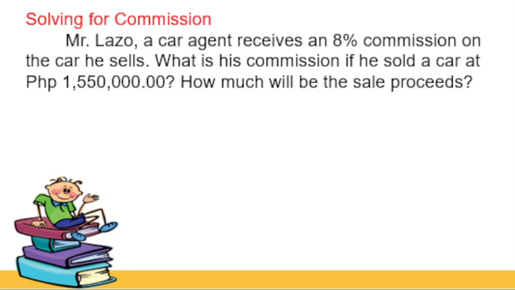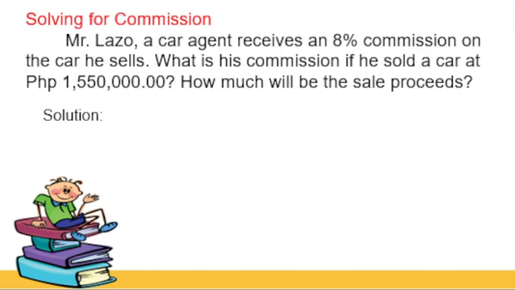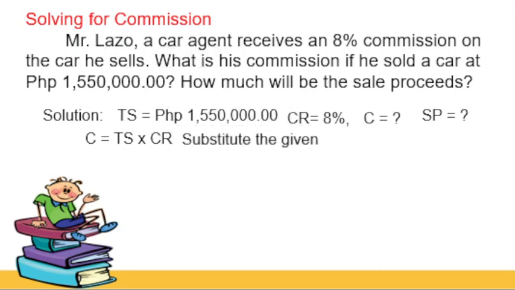So how much will be the sale proceeds? Okay, so you have the total sale is 1,550,000 and the commission rate is 8%. So the commission is equal to the total sales times the commission rate.